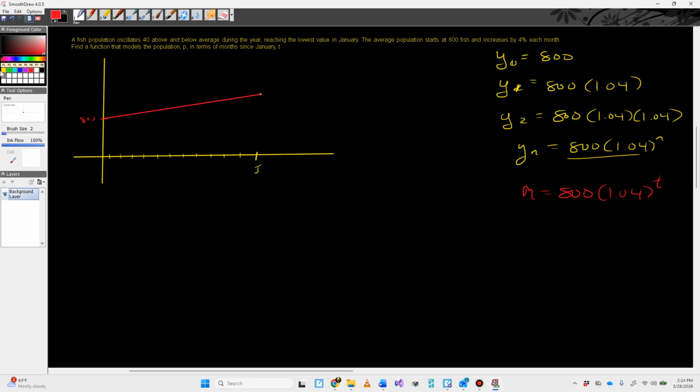So what's my function going to look like? Well, f of x is equal to 40. Now, again, reaching the lowest value in January, so I'm going to be using a minus cosine, minus 40 cosine. I'm using months again, and no phase shift. So same as before, x pi over 6. And my midline is 800 times 1.04 to the t.